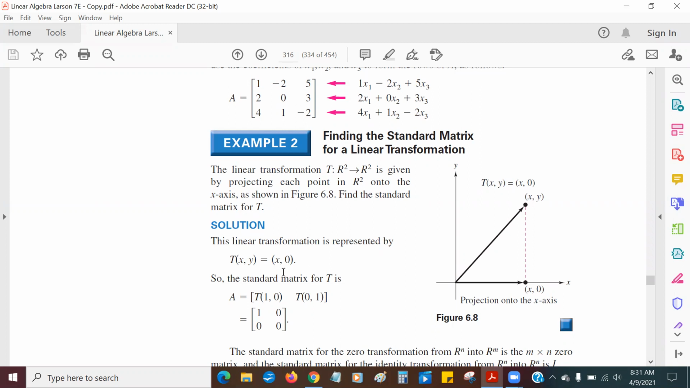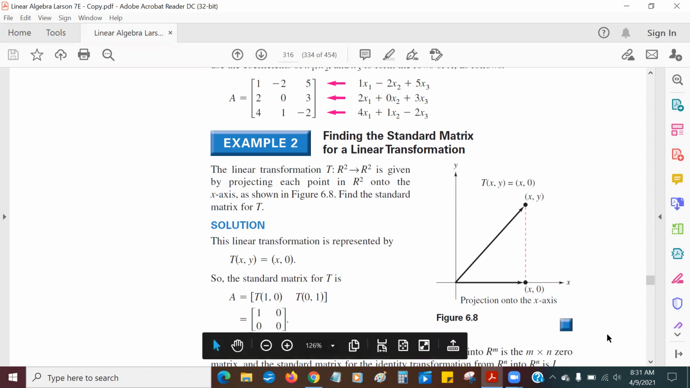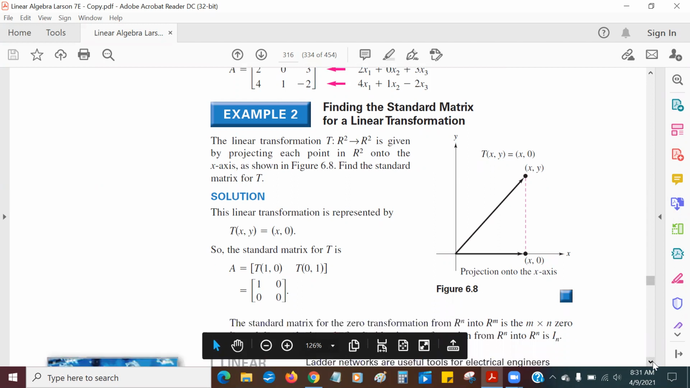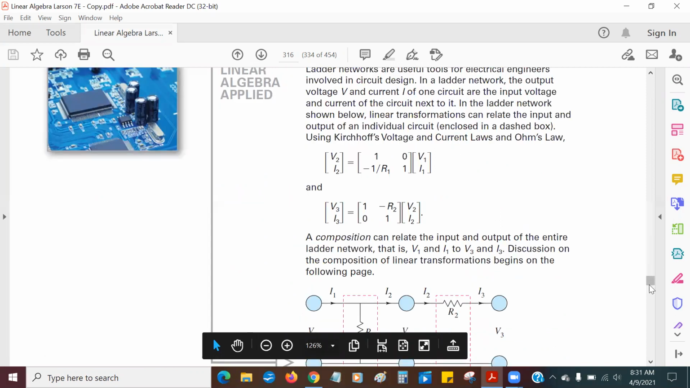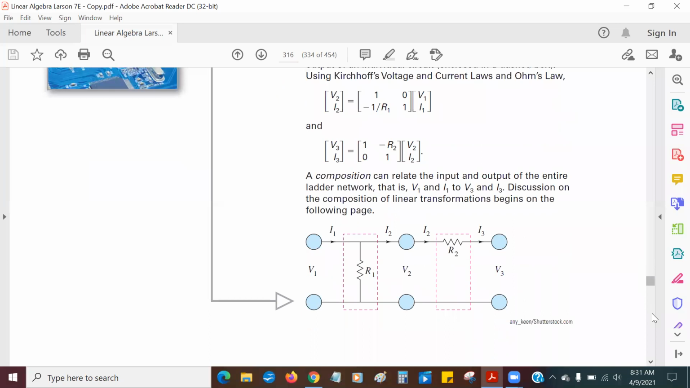So the standard matrix for this is T of (1, 0), and then T of (0, 1). Well, that's very simple, because T of (1, 0) would just be (1, 0), and T of (0, 1) is just (0, 0). So this winds up being my matrix right there: 1, 0, and 0, 0. So if I would take this matrix and multiply it by an (x, y), I'd wind up getting (x, 0). That's really what I'm trying to say here. And that, again, is awesome. And you can use this for all sorts of things, circuitry and all kinds of cool, awesome things.